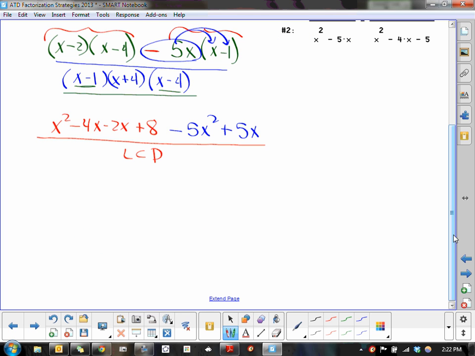Okay, so now we're going to collect our like terms. If we collect all of our like terms, how many x squareds are there? Negative 4x squared. How many x's do we have?